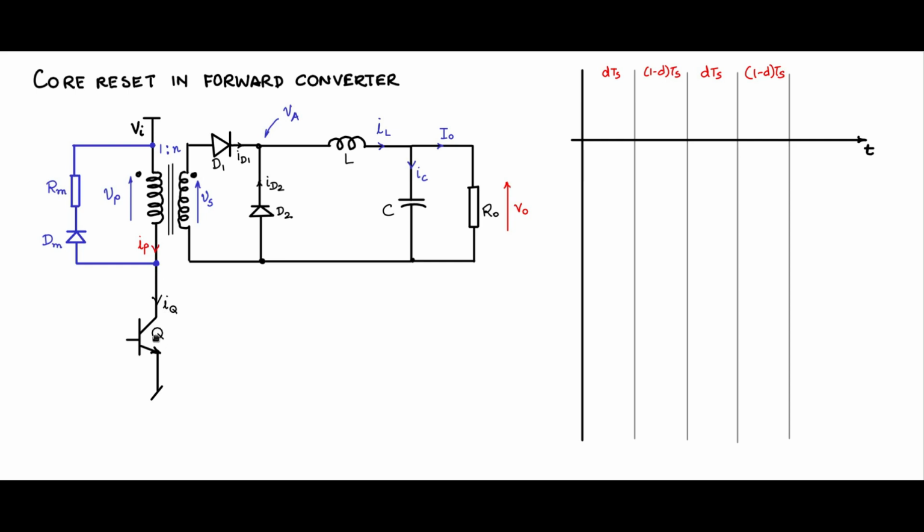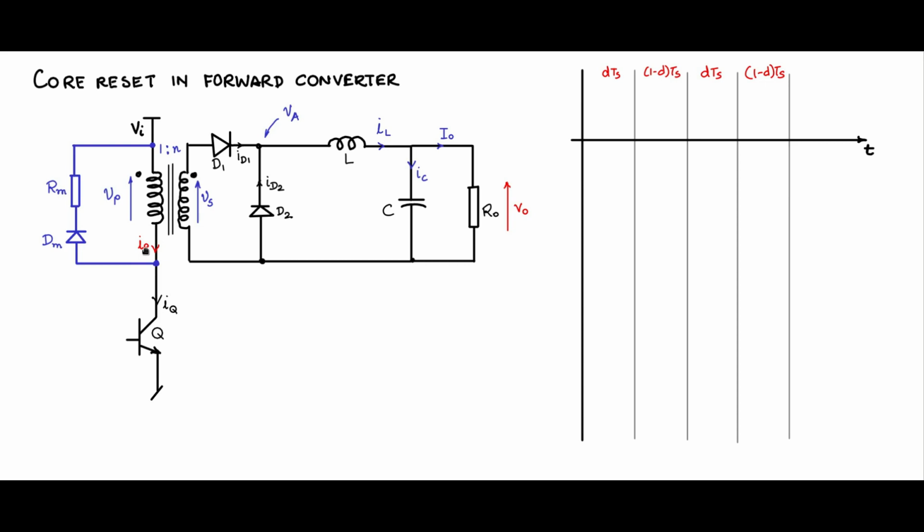The moment Q is off, IQ becomes 0, but IP doesn't become 0 because there is a freewheeling current that will flow in this direction. So therefore IP and IQ are not strictly the same. During 1 minus D time, IP has some finite current, IQ is 0 during that time.